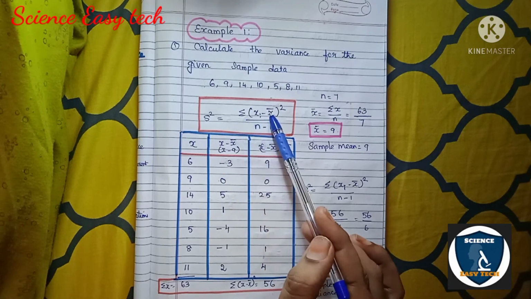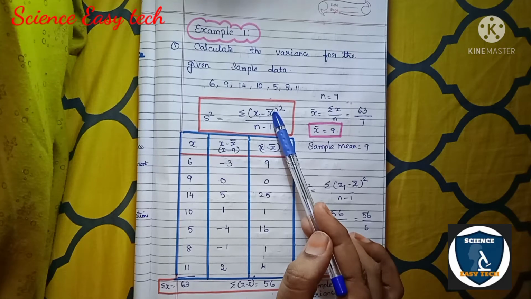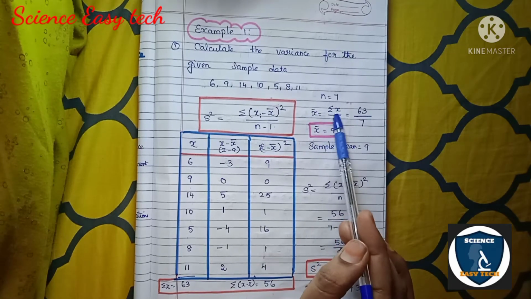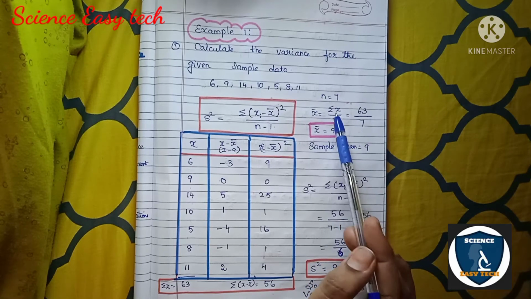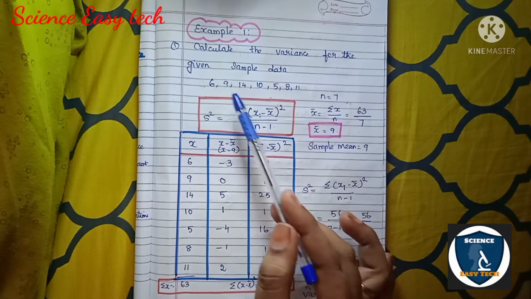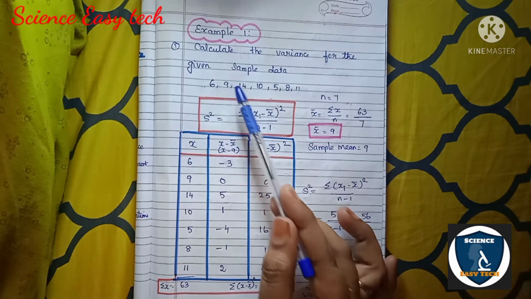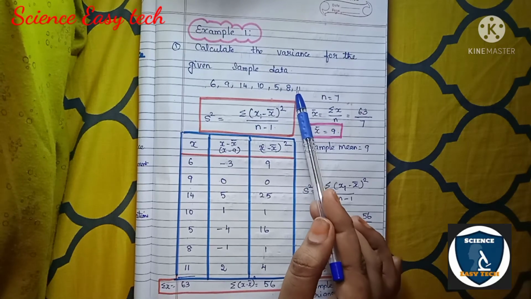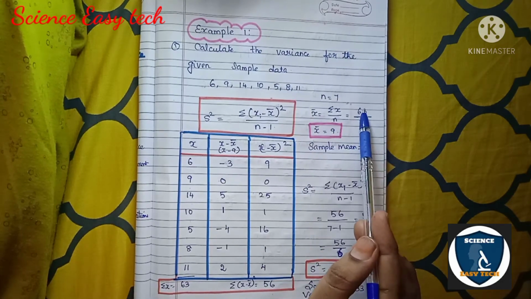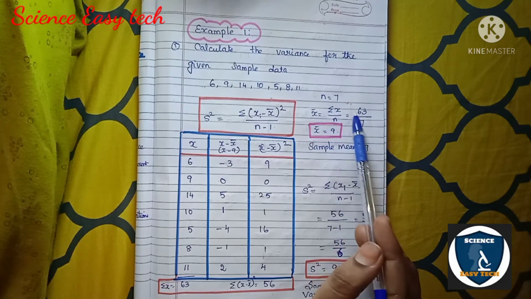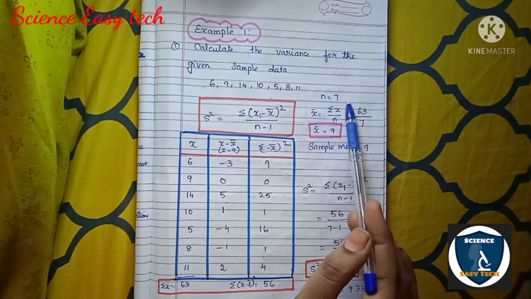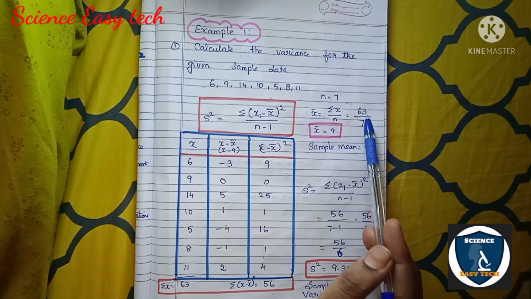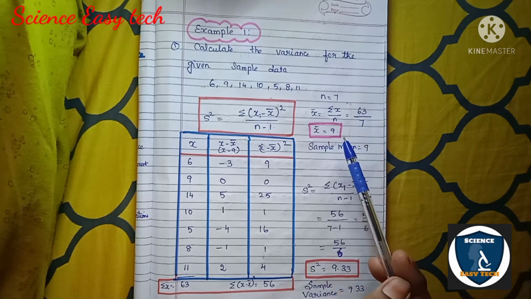For finding the sample variance, initially you have to find x bar. So x bar is equal to what? Summation of x divided by n. How do we get the summation of x? Add 6 plus 9 plus 14 plus 10 plus 5 plus 8 plus 11, which equals 63. Then you have to divide it by n. N is 7. So x bar is equal to 9, since 63 divided by 7 is 9.